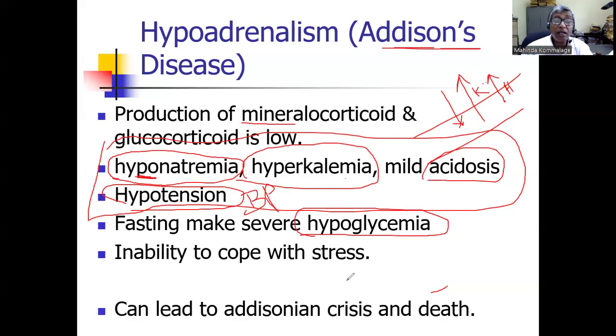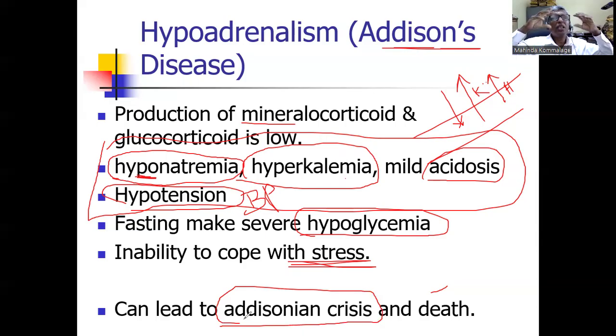So these are possible features of Addison disease. Cortisol is an important stress hormone, so an inability to cope with stress is possible. And if it is severe Addison's disease or severe deficiency, even death is possible with hypotension and hypoglycemia. Then we call it Addisonian crisis, which will occur suddenly.